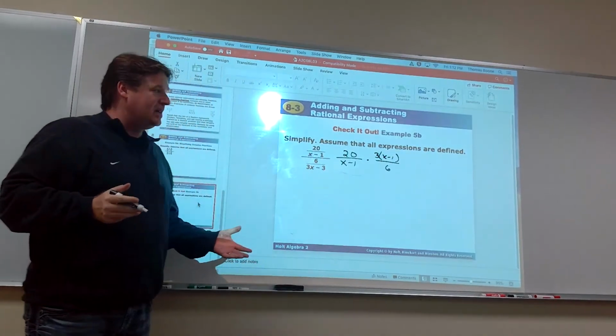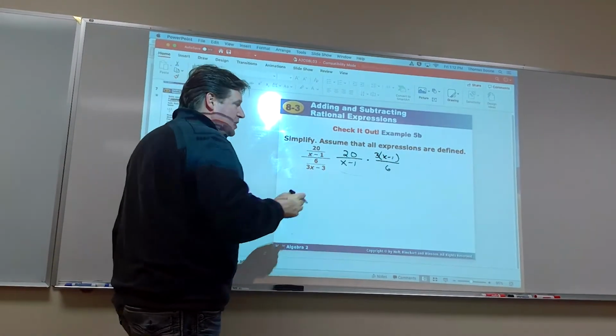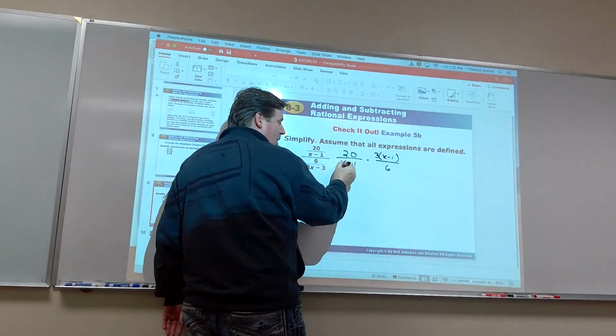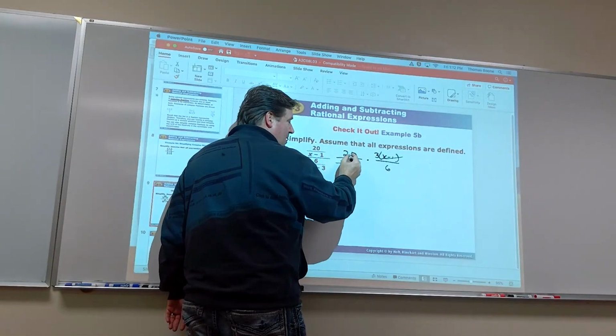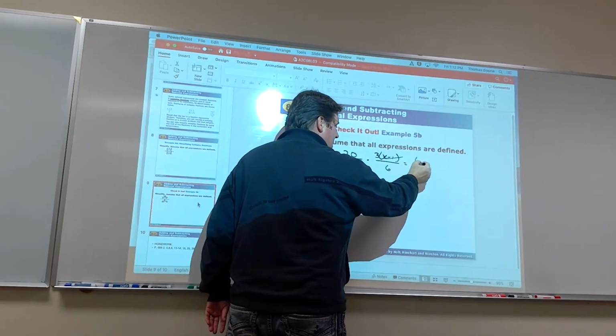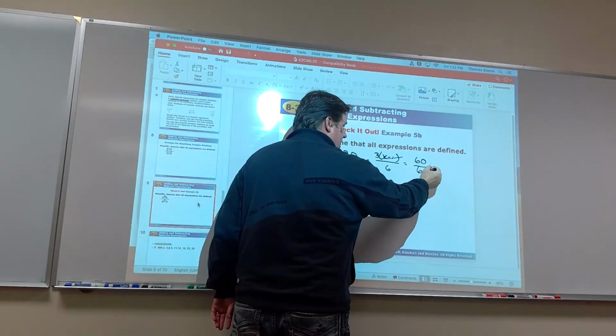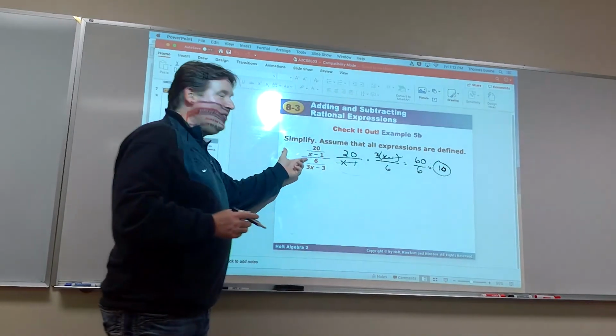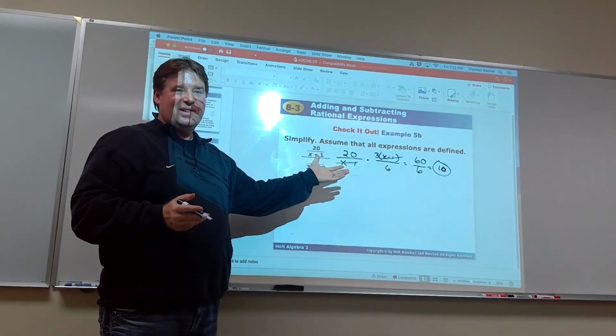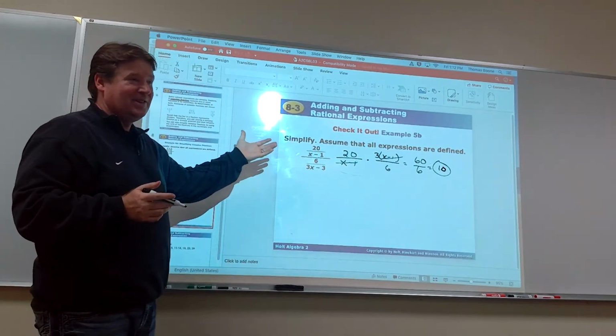Now, look what happens here. We look for things to cancel, anything from top to bottom. Look at the x minus 1. Ooh, look at that. We multiply the tops. 20 times 3 is 60. 60 over 6 is just 10. Look at that, crazy kooky. That thing right there simplifies to 10. Can you believe it? Crazy kooky. I love it.